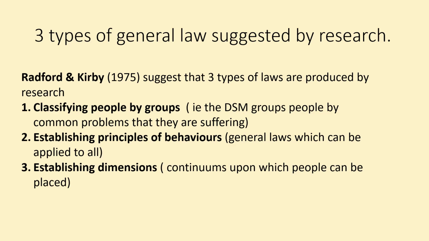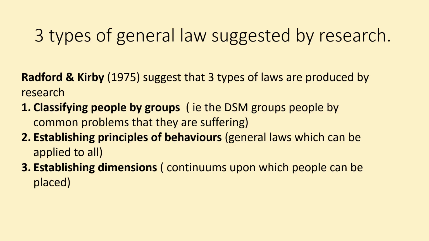We also have establishing principles of behavior, so general laws, which can be applied to all. Again, when we look at it, that's that bit an issue, isn't it? Because the problem we have is that every time we have a generalizable theory or law, what we end up with is some people don't do as we predict. So that might be something which we want to come back on, we will reflect on in a minute as a problem. And then also establishing dimensions.